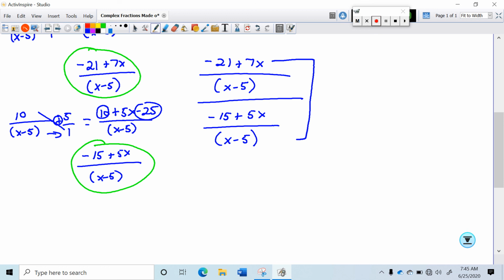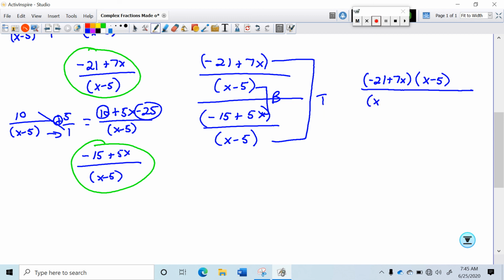Now, the outside goes on the top. So I'm going to put these binomials in parentheses. So I have negative 21 plus 7x and x minus 5. And the inside goes on the bottom. And again, binomials need to go in parentheses. So I have x minus 5 and negative 15 plus 5x. Well, I can automatically see that x minus 5 on the top cancels with x minus 5 on the bottom. But these other binomials can be factored, so I will factor them at this point.